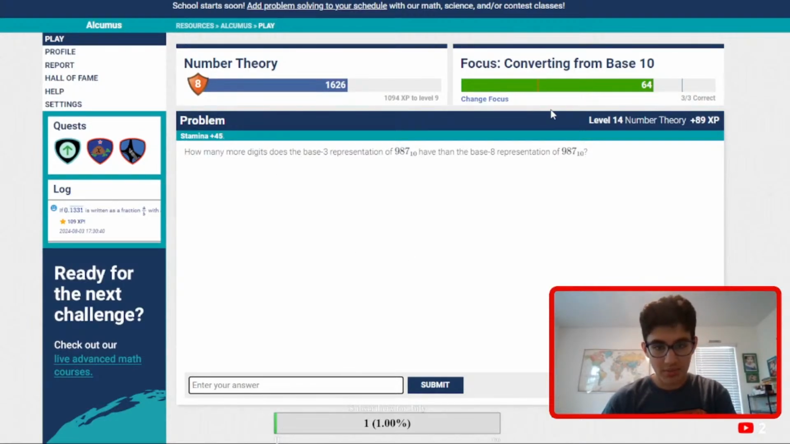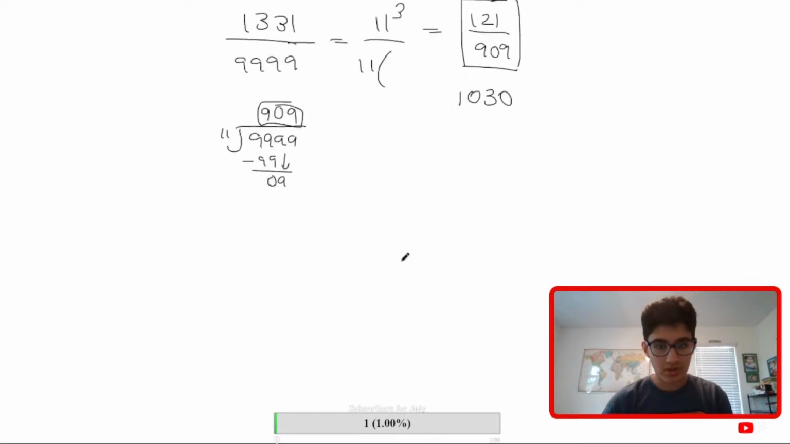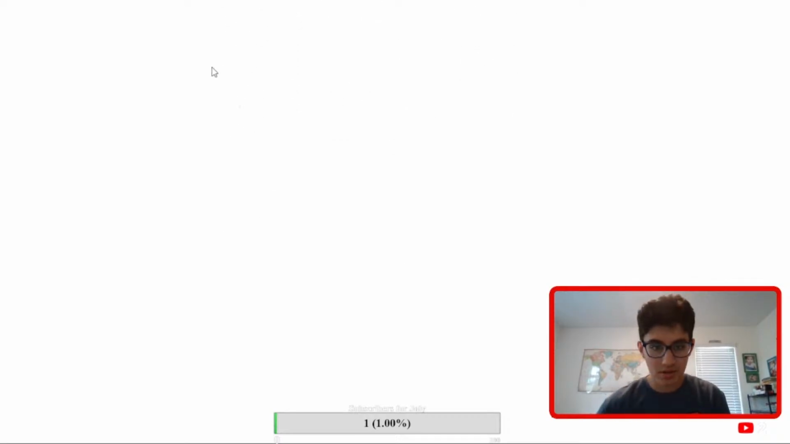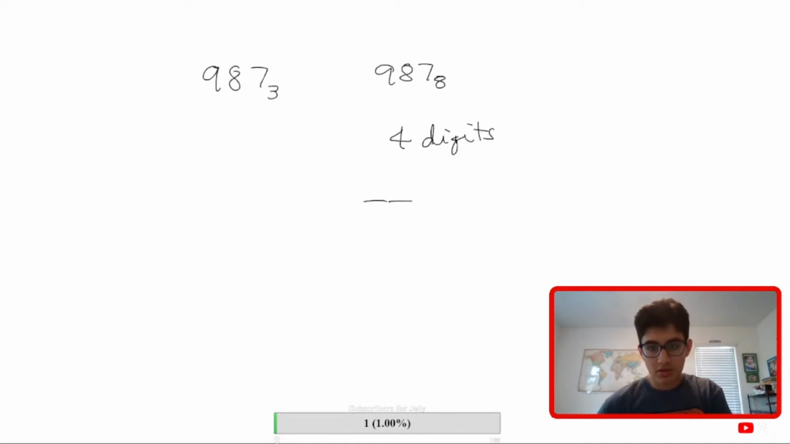How many more digits does the base 3 representation of this have than the base 8 representation of the same number, 987? So 987 is our mystery number here. So we're doing this and this, base 8. So in base 8, sorry, this would be 8 to which power? So 8 to the second power, no, obviously not that. 8 to the third. So it'll be like 4 digits, right? This will take up 4 digits because you need, so basically 1, 2, 3, 4.